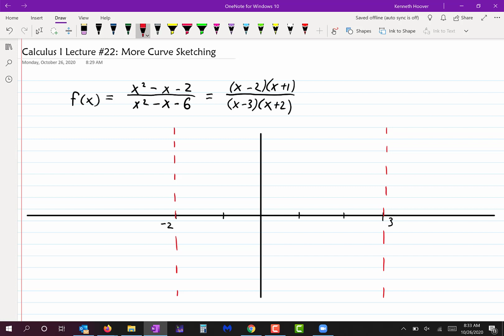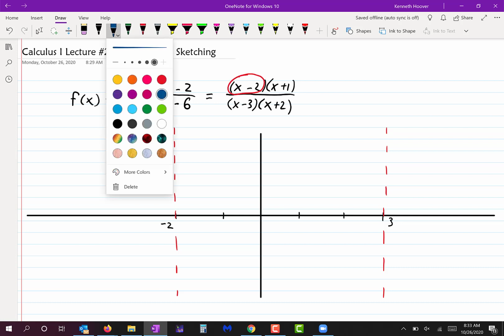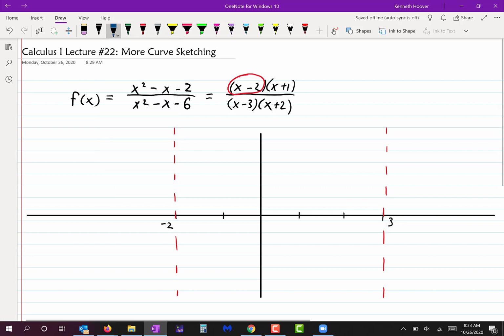I also know where the x-intercepts are going to be. There's going to be an x-intercept at 2 because of that. So let me put that in the picture. And there's going to be an x-intercept at -1 because of that. Okay.